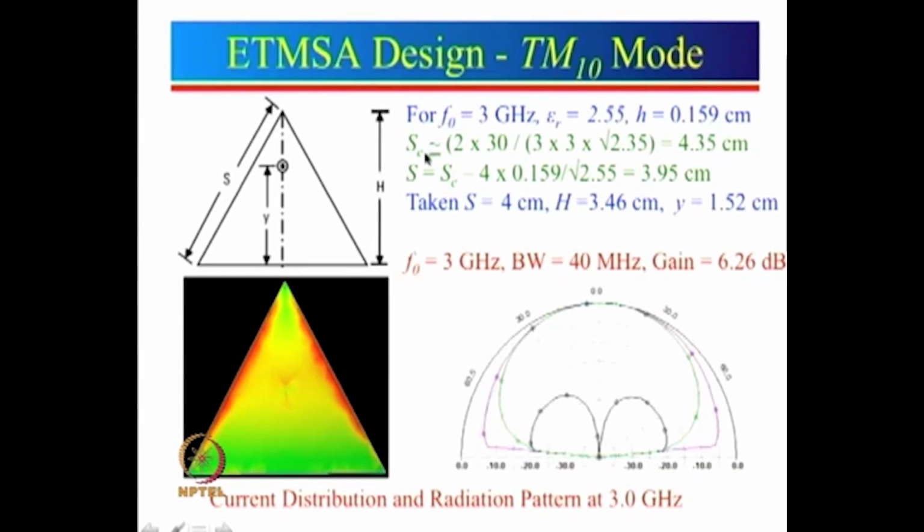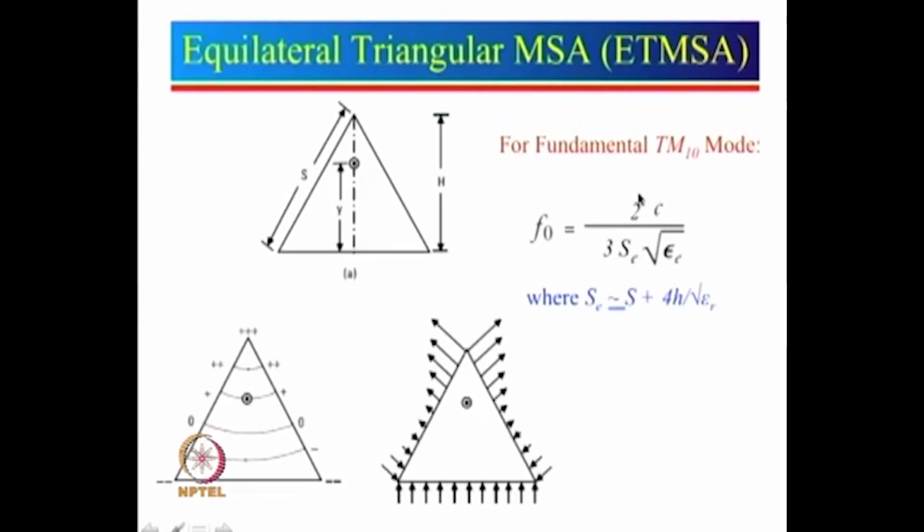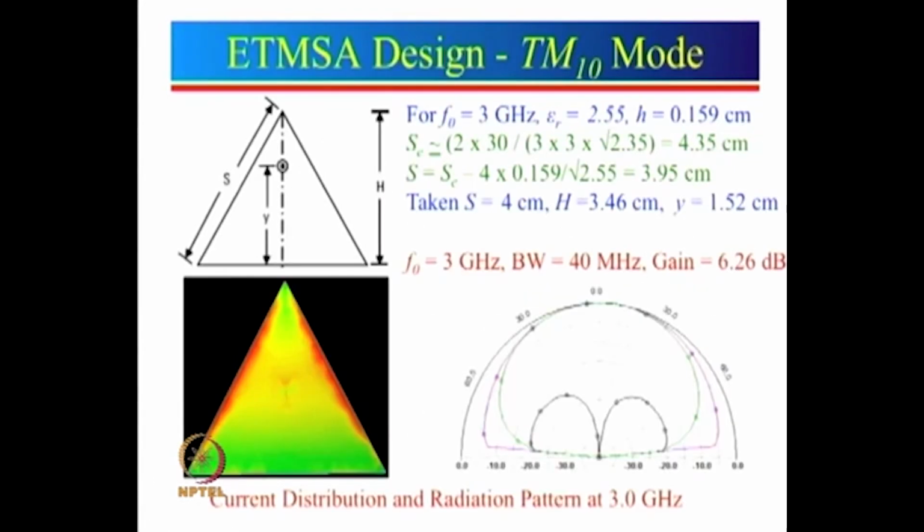So, if we now calculate SE, which is the effective length, S we can calculate using the expression. We will just go back here. SE from here will be 2C divided by 3 F0 square root epsilon E. 2C, C I have written as just 30, which takes care of the gigahertz, which is 10 to the power 9, divided by 3 into 3 gigahertz. Now, epsilon effective I have taken smaller than 2.55, but not 2.45 like we took for the circle; we have taken 2.35, smaller than that.